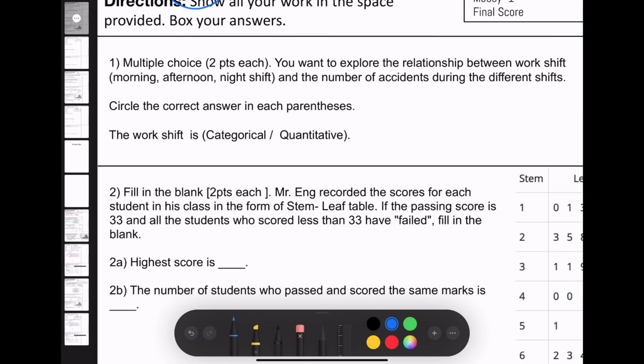Question number 1, you want to explore the relationship between a work shift, which is morning, afternoon, or night, and the number of accidents during the different shifts. Circle the correct answer in each parentheses. The work shift, so what is it? Well, the work shift is, in this case, categorical.